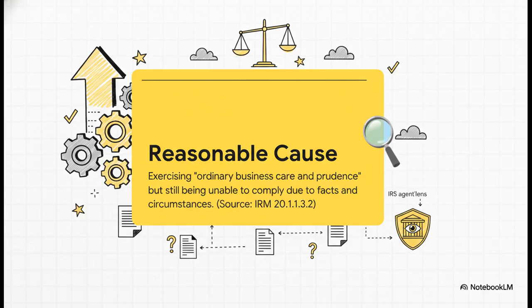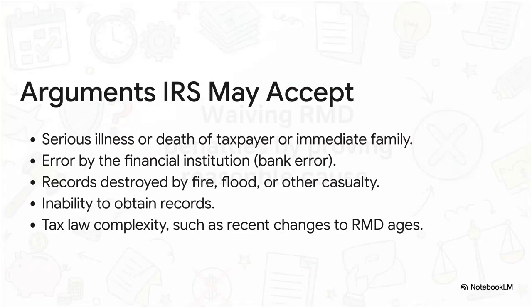The key question an IRS agent is asking is this: did the taxpayer act responsibly, but was still unable to comply because of some specific circumstances? That is the exact lens they're going to use to review your case. And the good news is, the manual gives us some pretty clear examples of what they'll likely accept. Things like a serious illness, a documented error by the bank or brokerage, records getting destroyed in a fire or flood, or even just confusion over complex tax laws, like all the recent changes to RMD starting ages. These are all things the IRS generally considers valid reasons.